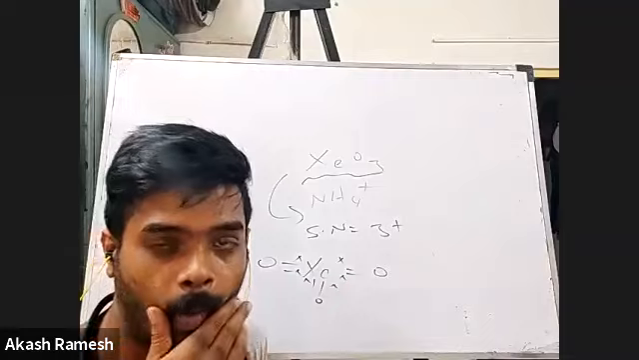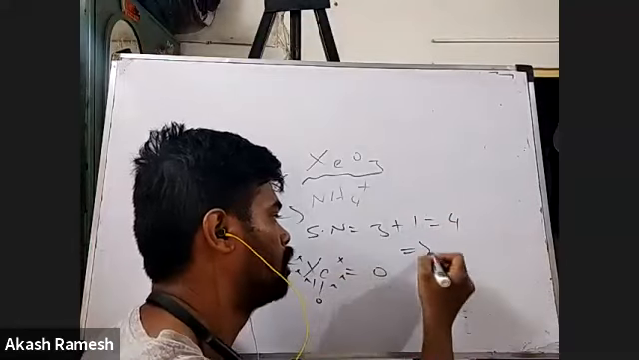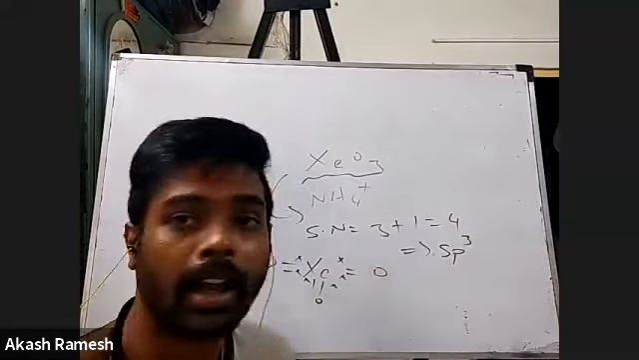So how many lone pairs now? One lone pair. Totally 8 electrons, 6 are involved in bonding, so definitely I'll have 2 electrons left out. So one lone pair. So 3 plus 1 is 4. So obviously the hybridization is sp3.